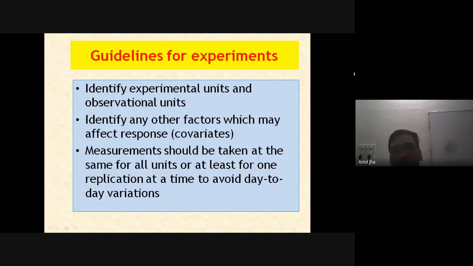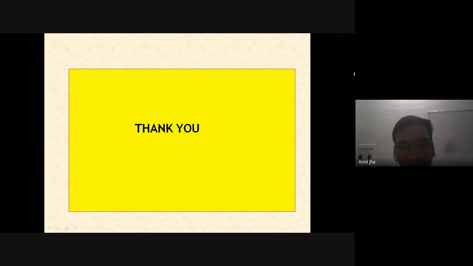The guidelines for an experiment are to identify experimental units and observational units, and identify any other factors which may affect the response. These are called covariates. Measures should be taken the same way for all units, or at least for one application at a time, to avoid day-to-day variation.